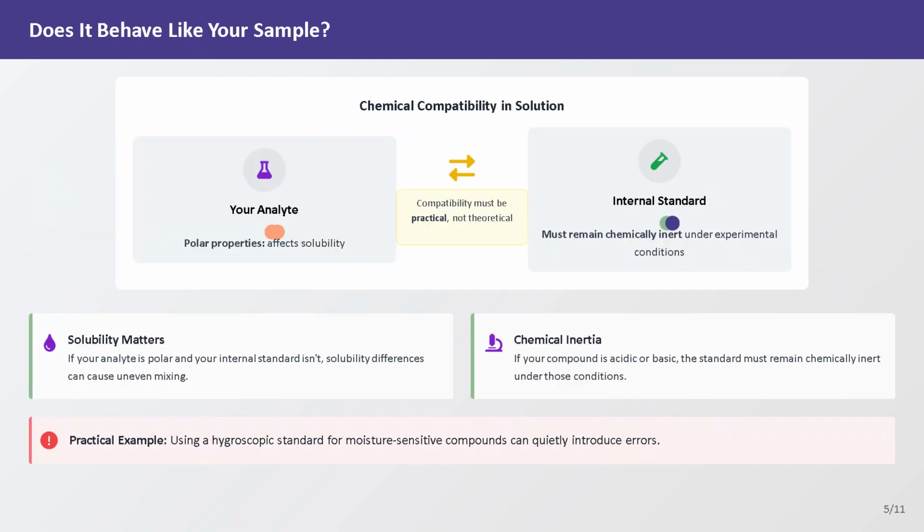This is where theory meets reality. It's not enough for an internal standard to look good on paper. It must behave well in your actual sample solution. If your analyte is polar and your internal standard isn't, solubility differences can lead to uneven mixing. If your compound is acidic or basic, the standard must remain chemically inert under those conditions. A common mistake? Using hygroscopic standards with moisture-sensitive compounds. The error sneaks in quietly, but it's real.